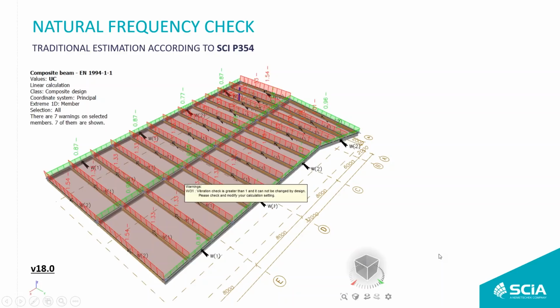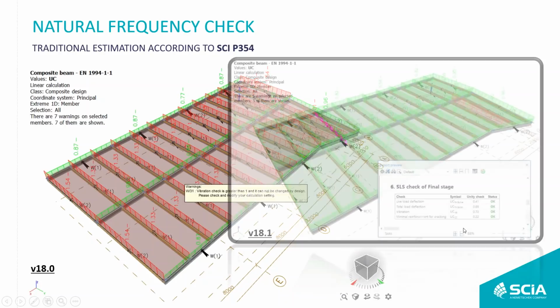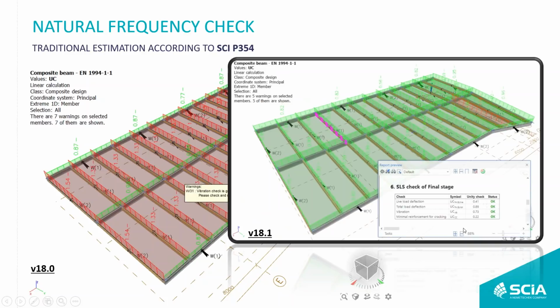And then the last extension that we have for composite is a better calculation of the natural frequency. So this was version 18 for the ones who followed the version 18 webinar on composites. I said at the time that our vibration check is often conservative, and we noticed that in many cases it was more than 1, so it was failing. And now in version 18.1, if you run the same model, you will find that the vibration check is passing.